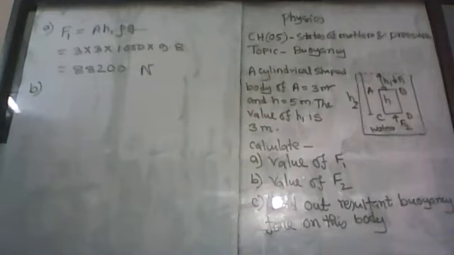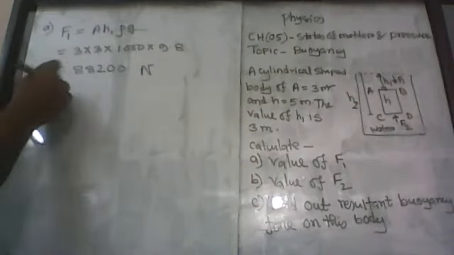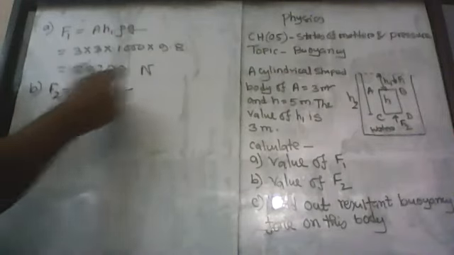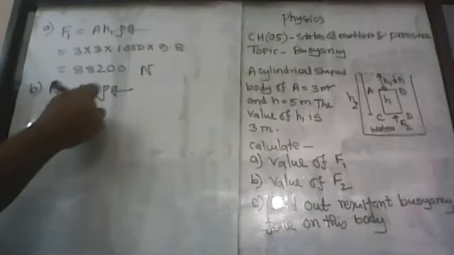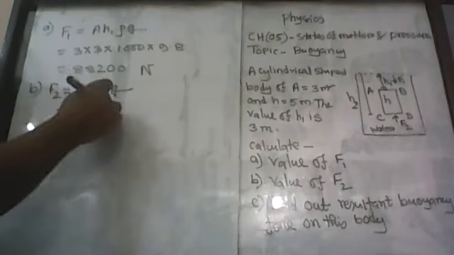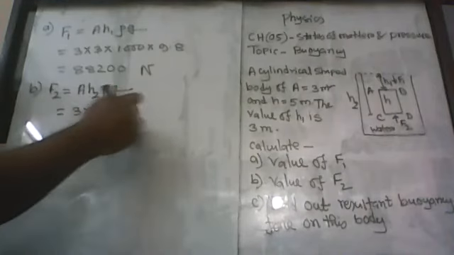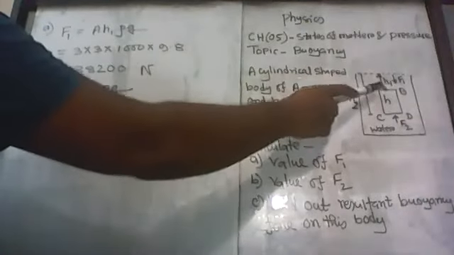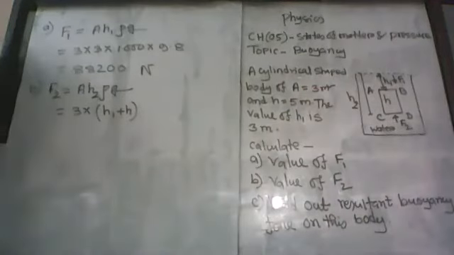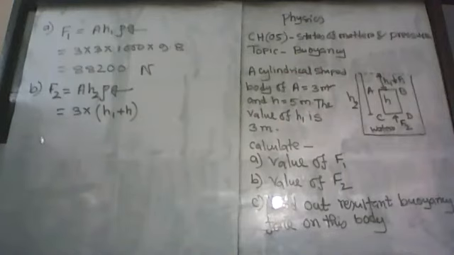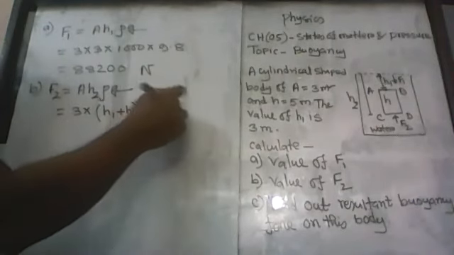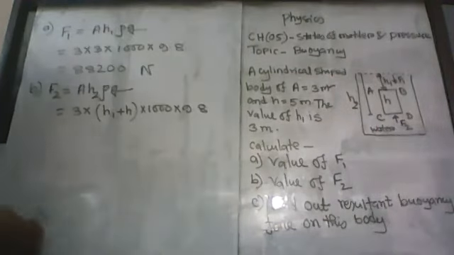Now, in the second part, boys and girls, I'm going to calculate the value of F2. You know that F2 will equal A H2 rho into G. Here, A equal to 3. And what is the value of H2? H2 is nothing but H1 plus H, because you see in the diagram this one is H1 and this one is H. If we add H1 with H, then you will get H2. Then multiplied by 1000, and then G equal to 9.8.